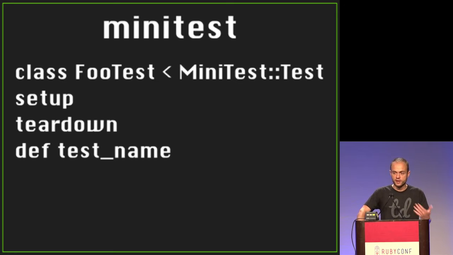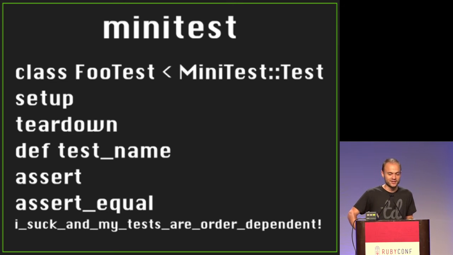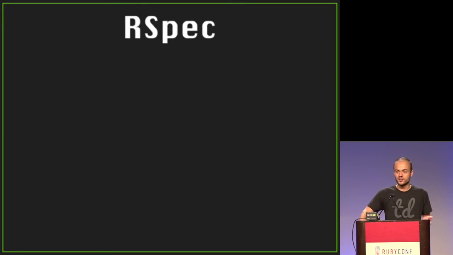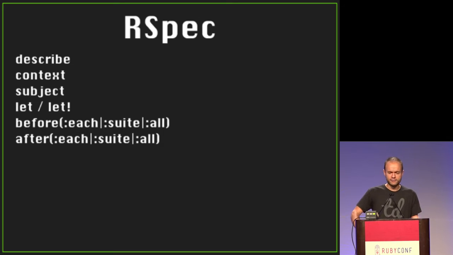Every new test is another method. Assert is very easy to use. Ryan's a funny guy, so he's got some fun ones like "I suck" and "my tests are order dependent" to get some custom behavior. But when you compare that to RSpec, it's night and day. RSpec has describe and context, and they're synonyms; subject and let, and they're similar; before, after, and around, and each, suite, all for each of those.